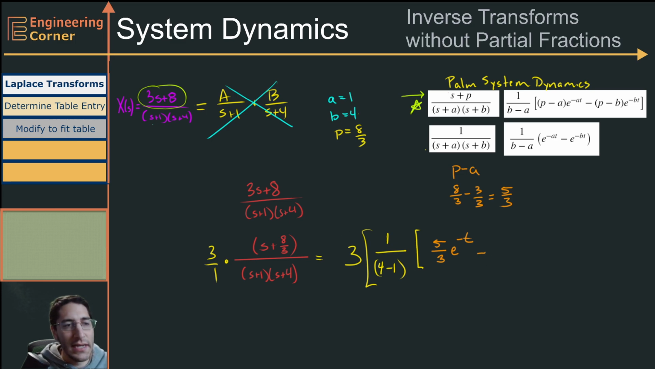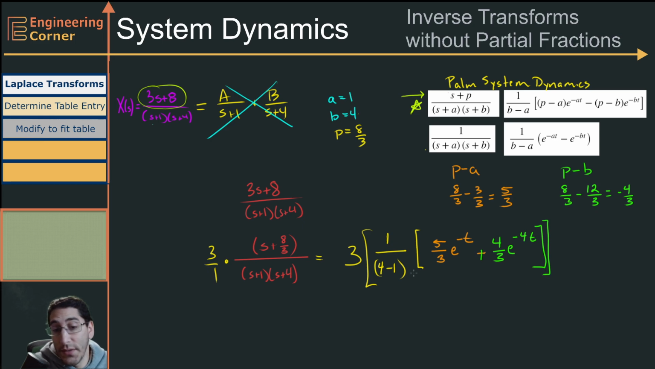And then minus, and now we have (p minus b). So p minus b is again going to be 8/3 minus 4. To get it to a 3, I can multiply 4 by 3, so 12 over 3, so that's equal to 4. And this is going to be equal to minus 4/3. Well, this minus is going to combine with that minus, so then I'm going to have plus 4/3 e to the minus b t, so minus 4t.